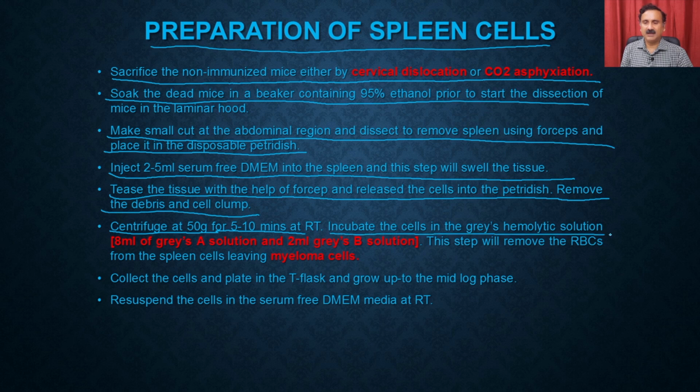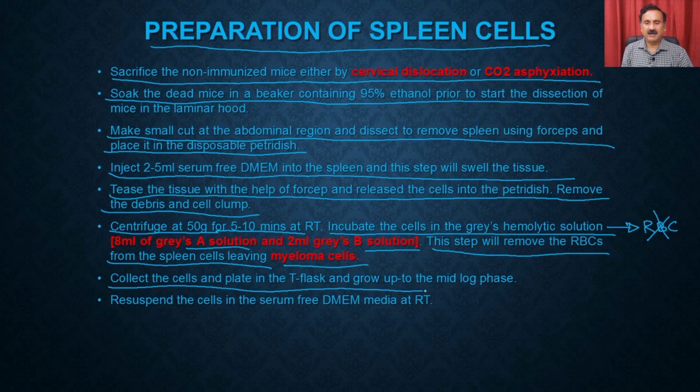Incubate the cells in Gey's hemolytic solution. Gey's hemolytic solution is a combination of the A solution and the B solution, and its purpose is to lyse the RBCs. So this step will remove the RBCs from the spleen cells, leaving the B cells. Then you collect the cells, plate them in a T75 flask, and grow them up to the mid-log phase. Resuspend the cells in serum-free media at room temperature.